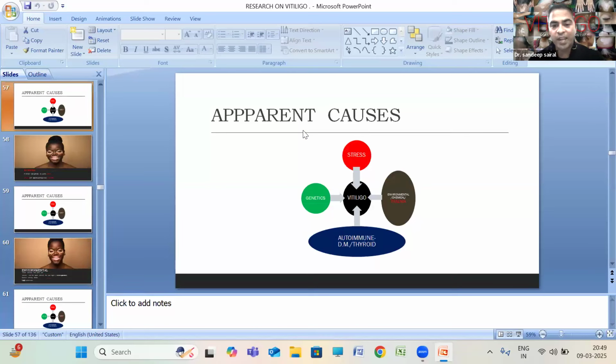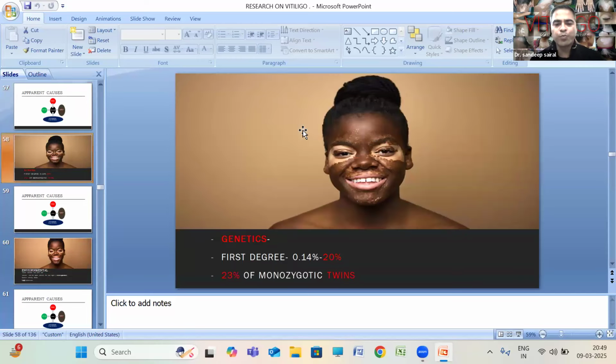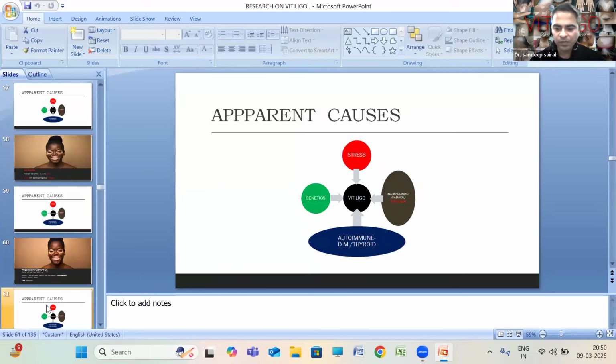Now we'll talk about vitiligo linked with the genetic factor. If one or both of your parents have vitiligo, the chance of the baby getting vitiligo is just 0.14% to a maximum of 20%. And for monozygotic twins, meaning a single zygote producing two babies, both babies getting vitiligo is just 3%. It means the genetic factor is important. Yes, it is a factor, but it is not the only factor responsible for vitiligo. Vitiligo is multifactorial. Okay. Now, we have talked about vitiligo linked with stress and the genetic factor. Now we will talk about the environmental factor.